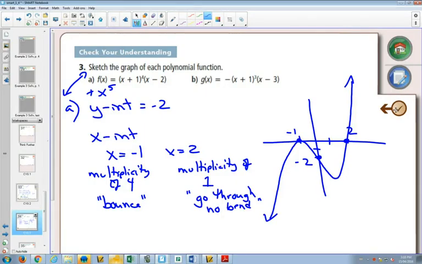This is as much as we need to show as far as the sketch goes. Again, you don't know how far it goes down here. You just sort of estimate it and draw a nice smooth curve through everything.